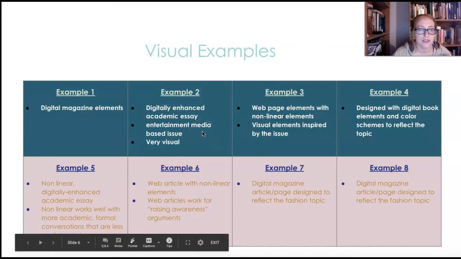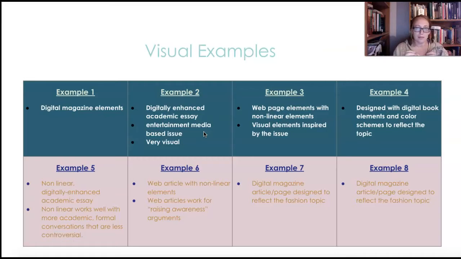Let's see. So this is definitely an entertainment, media-based issue. When you're thinking about your own, you want to think about whether or not the issue you are looking at, what's appropriate for that issue. So this is clearly about horror film, so designing it very visually makes sense. If you're writing about music, literature, film, things that are in the media, writing about news, things like that, making it visual is very appropriate.